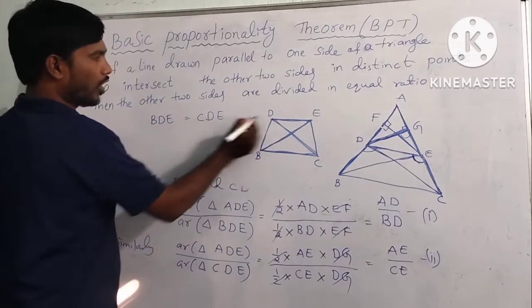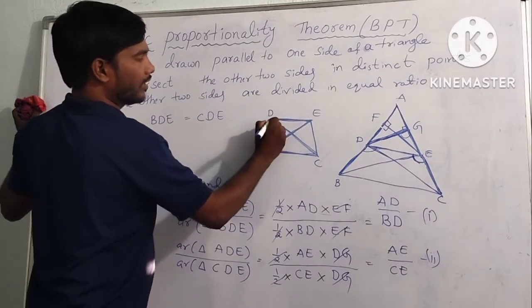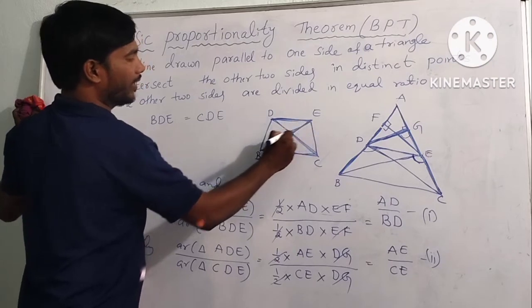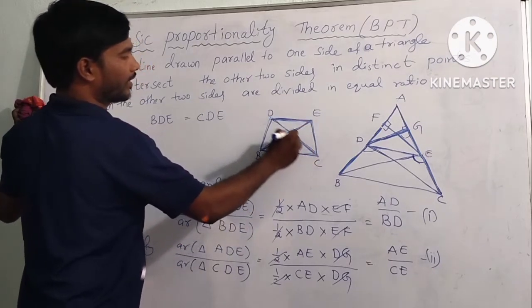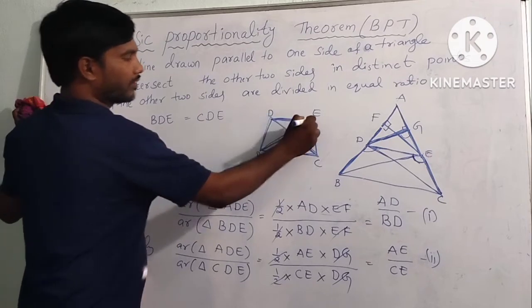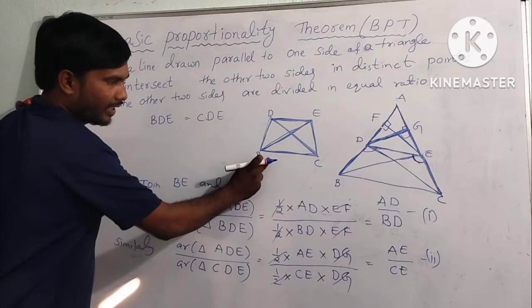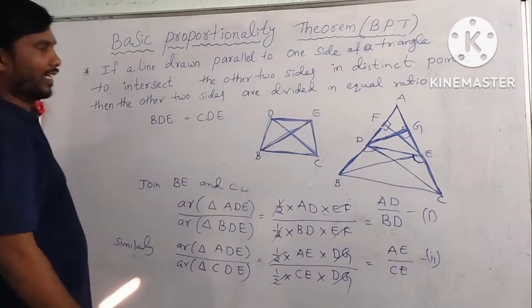What is the common base for both the triangles? DE is the base. See, these two are parallel. So with DE as base, DEB is one triangle, DEC is another triangle. Actually, I explained BC as base. No problem. With BC as base also, we will get the same. With DE as base also, we will get equal triangles.